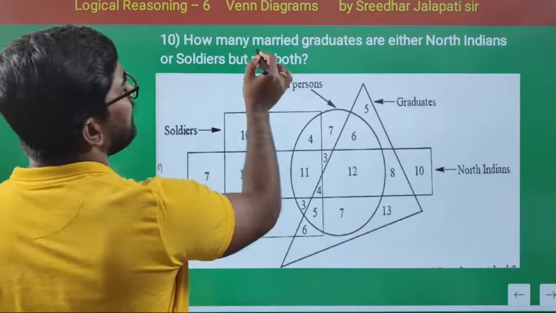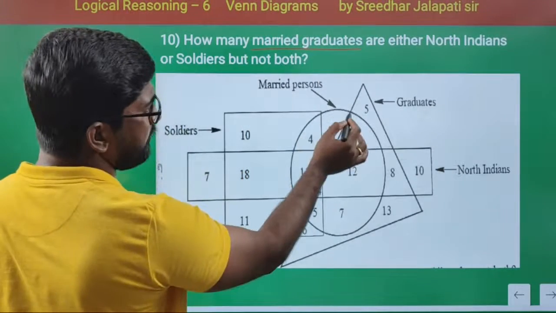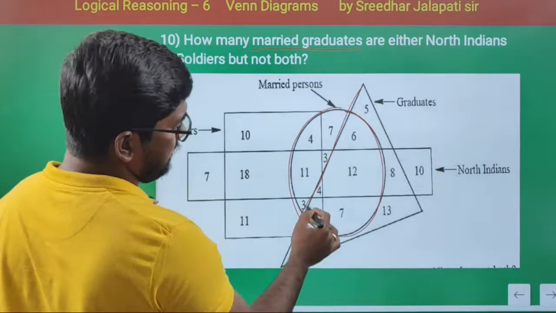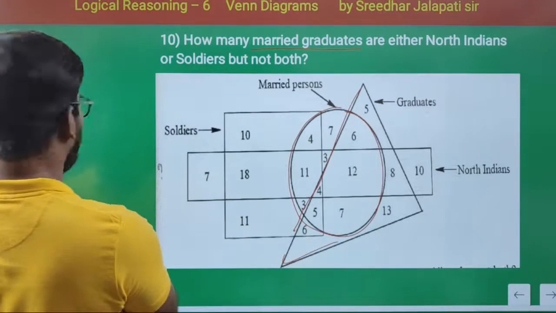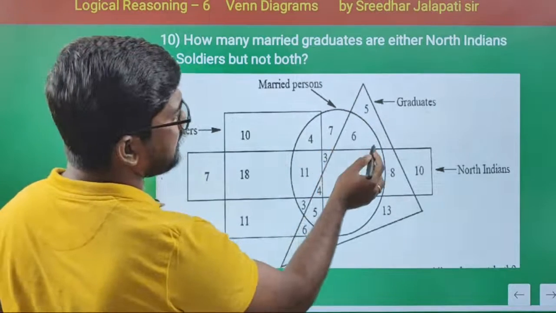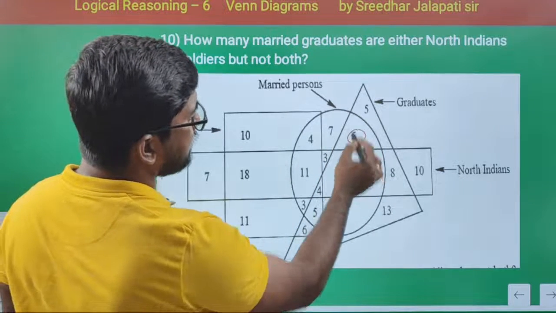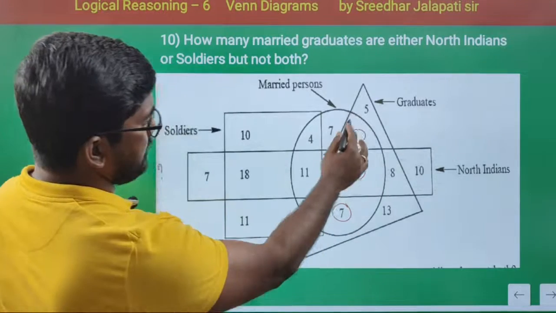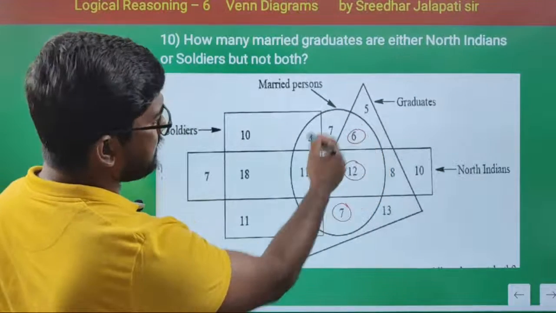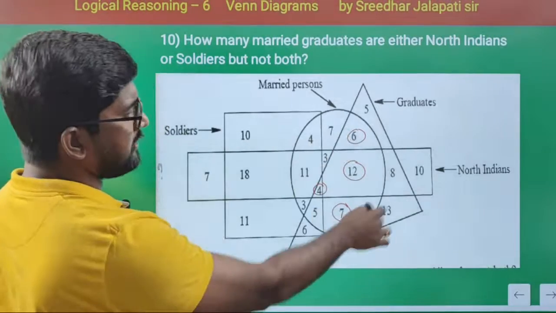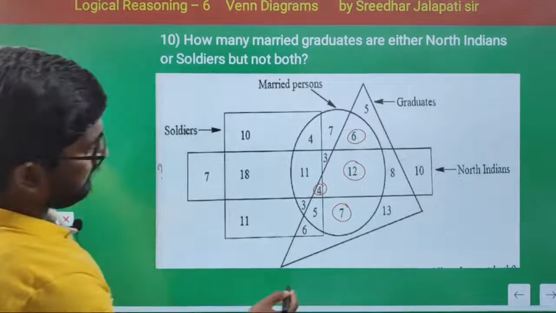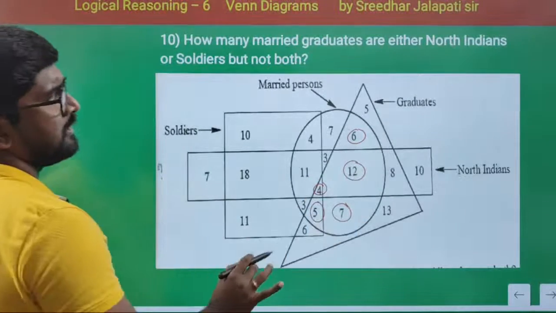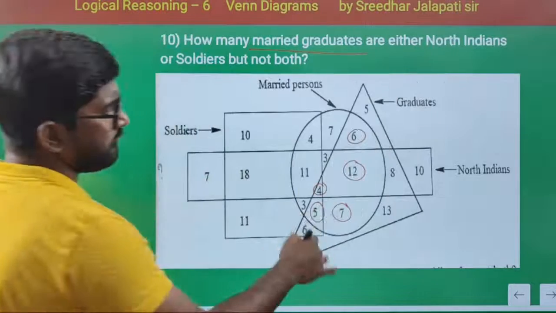First of all, we want married graduates. Married is represented by the circle, graduates is represented by this triangle shape. So married graduates are nothing but the intersection of circle and triangle, which is 6, 12, 4, 7. These are all married, in the sense they are in the circle as well as in the triangle, right? And 5 also. 6, 4, 12, 7, 5. These are married graduates. Is that clear?